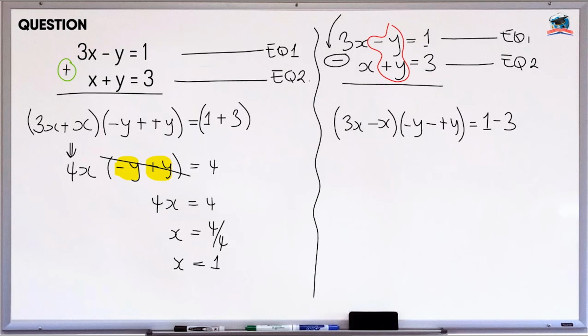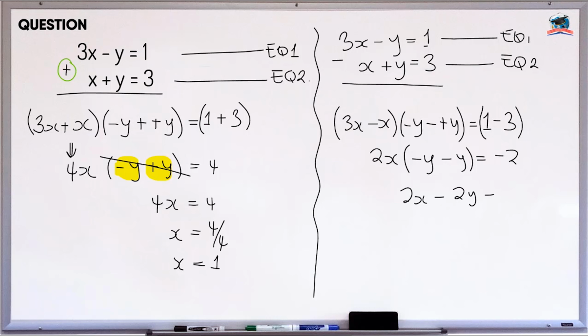Good. Now let's see what happens. Let's just tidy up a bit. Okay, good, let's proceed. So we have that there. 3x minus x, we have what? We have 2x. Minus y, plus minus will give us a minus y, and then we have minus 2. So we will have 2x, minus y, that's minus 2y, is equal to minus 2.